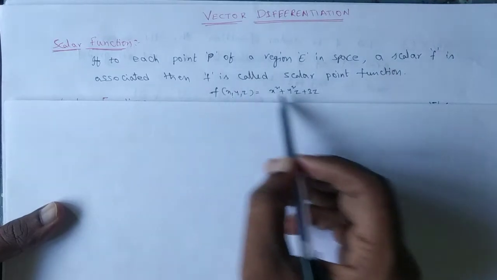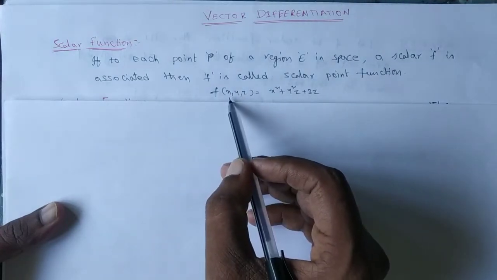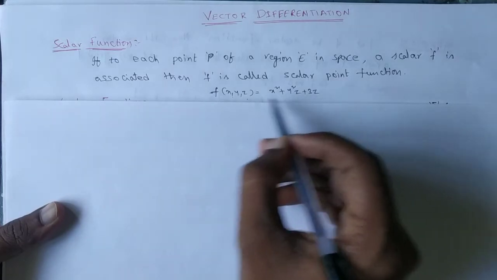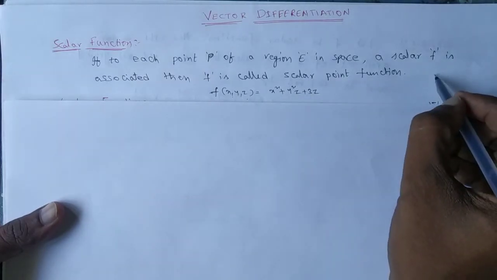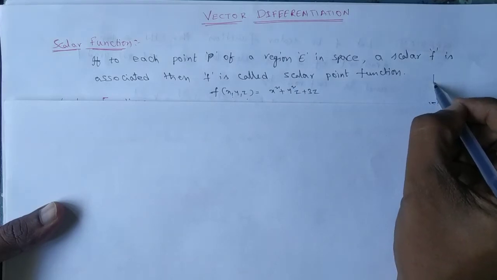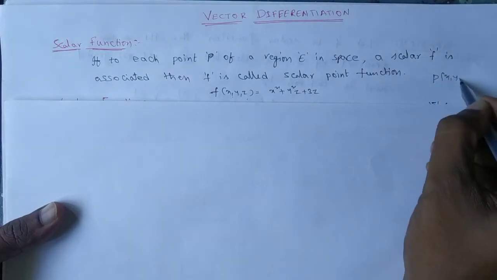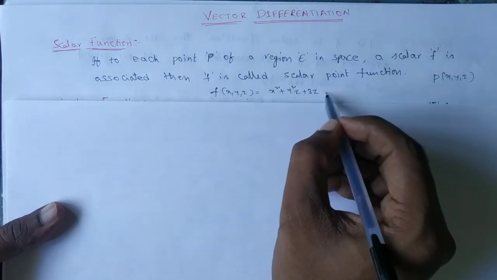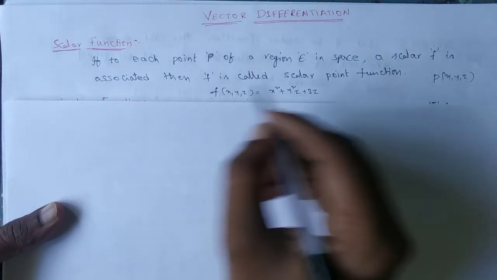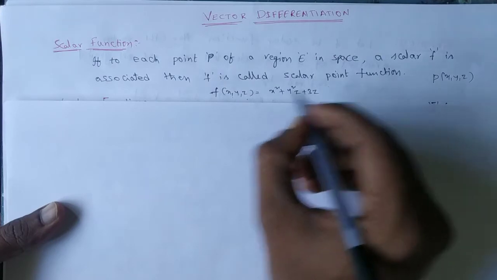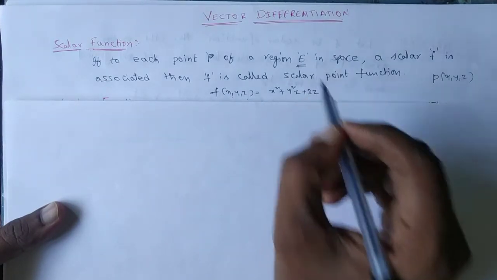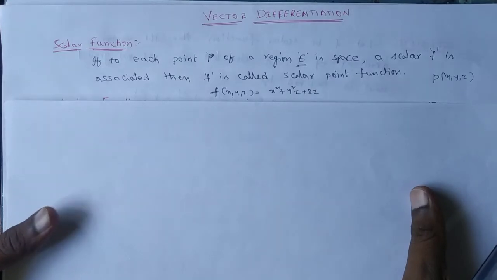So I am taking a three-dimensional space where I am defining a function like this, and it is called a scalar function. To each value of xyz, the point in the space is represented by P of xyz. If we substitute there, it will give us one scalar quantity. So this f is called a scalar function, and this E is called a scalar field in that case.